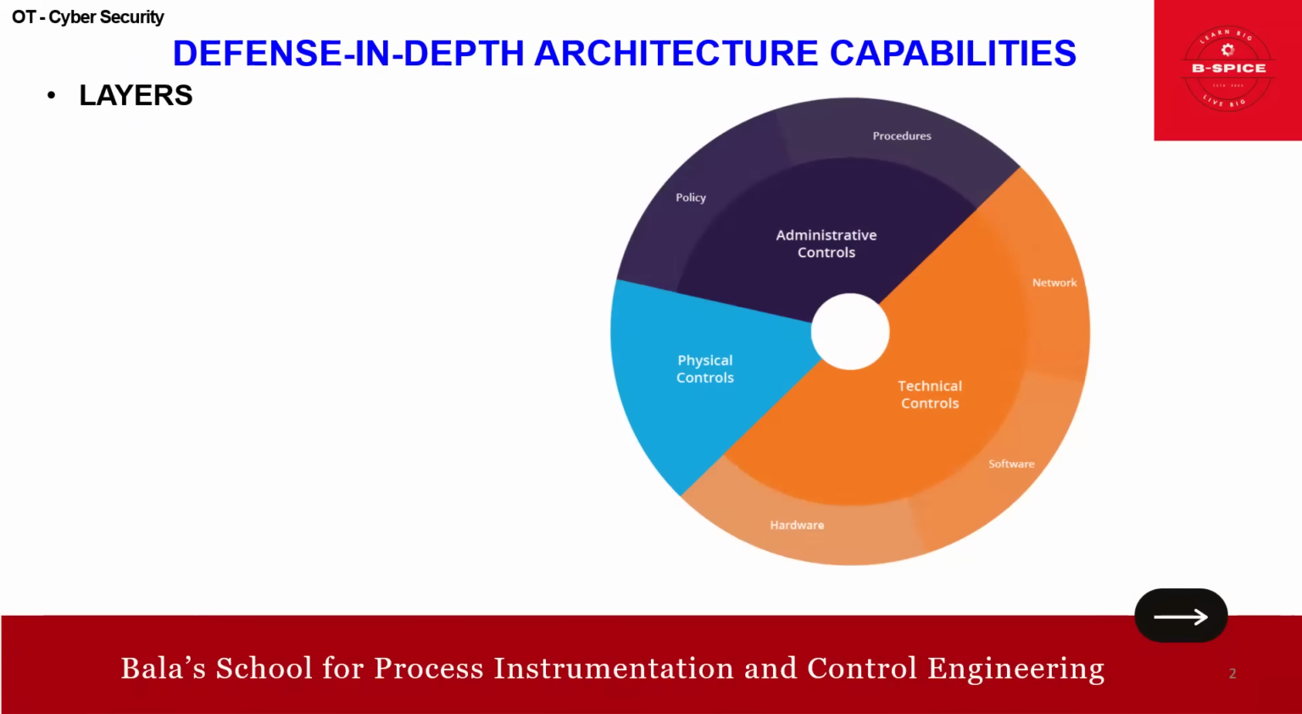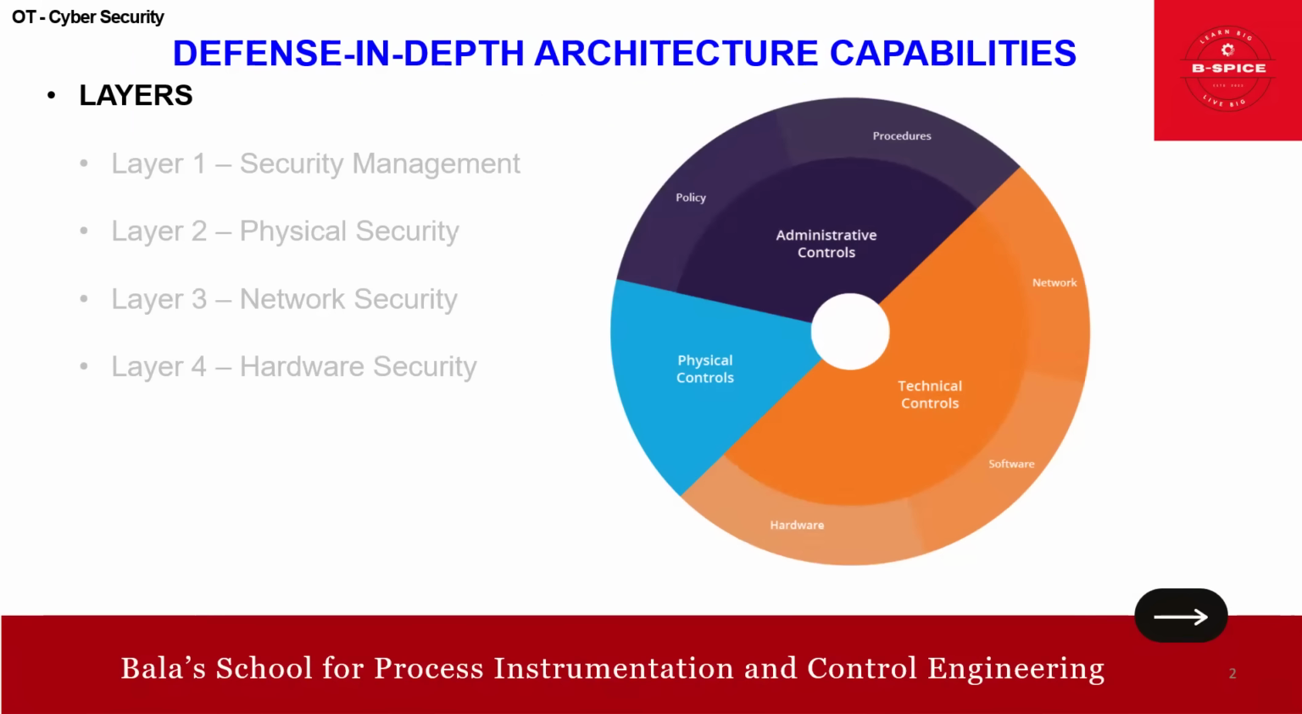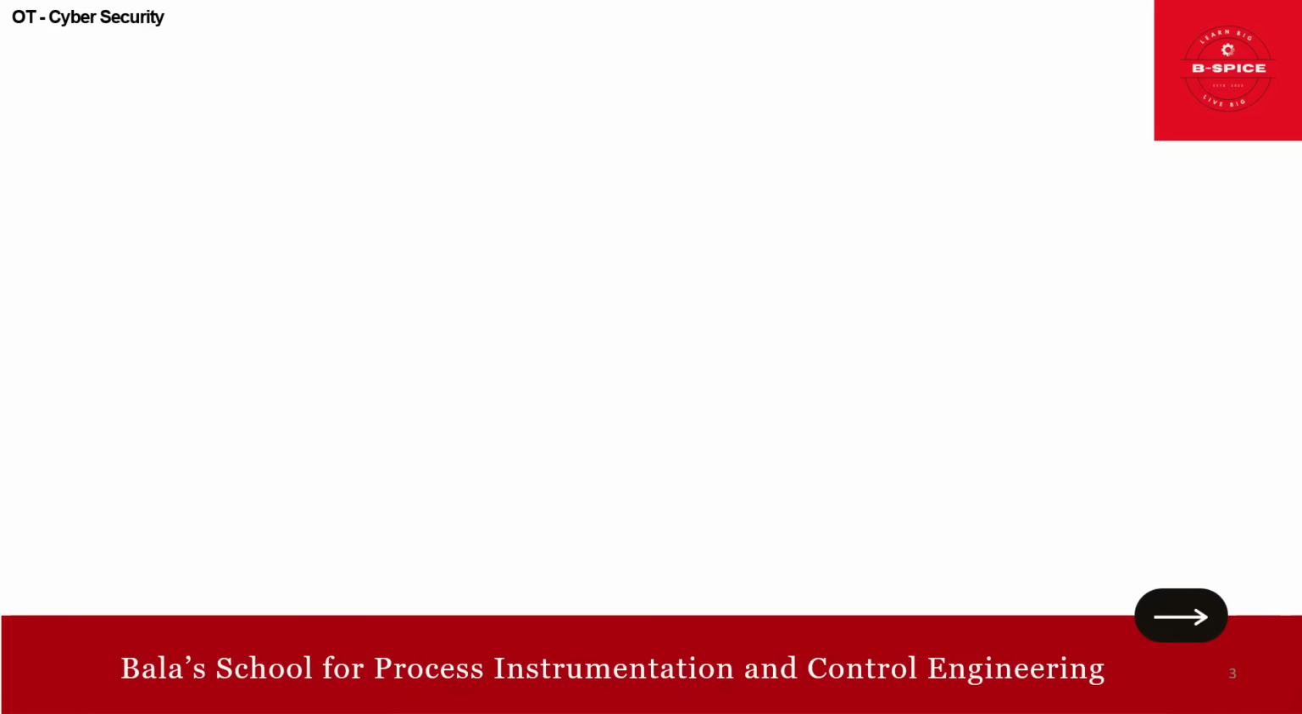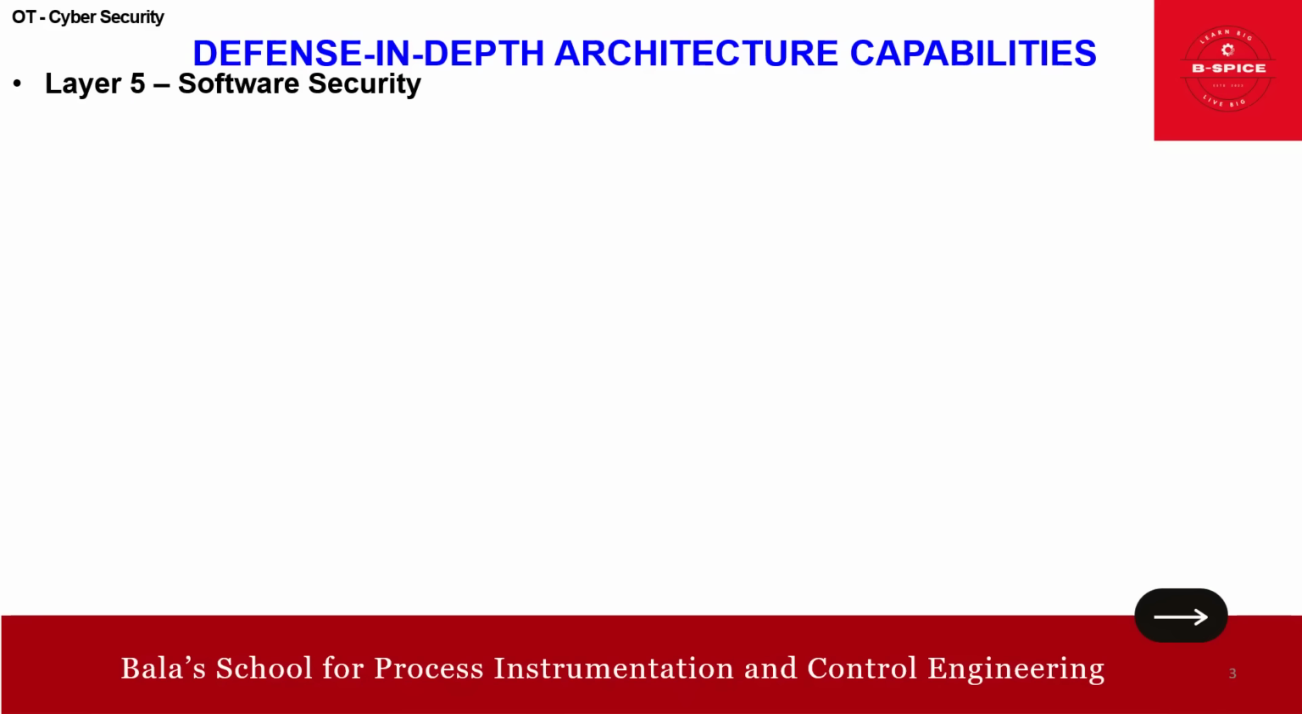Hope you have watched my previous session on the same defense in depth architecture capabilities, wherein in layer 1 we talked about security management, layer 2 we talked about physical security, and layer 3 we focused on network security. And of course, layer 4, we focused on the hardware part. Now, layer 5, the last session in defense in depth capabilities, software security is going to be dealt with in detail. Let's talk about this layer 5, software security.